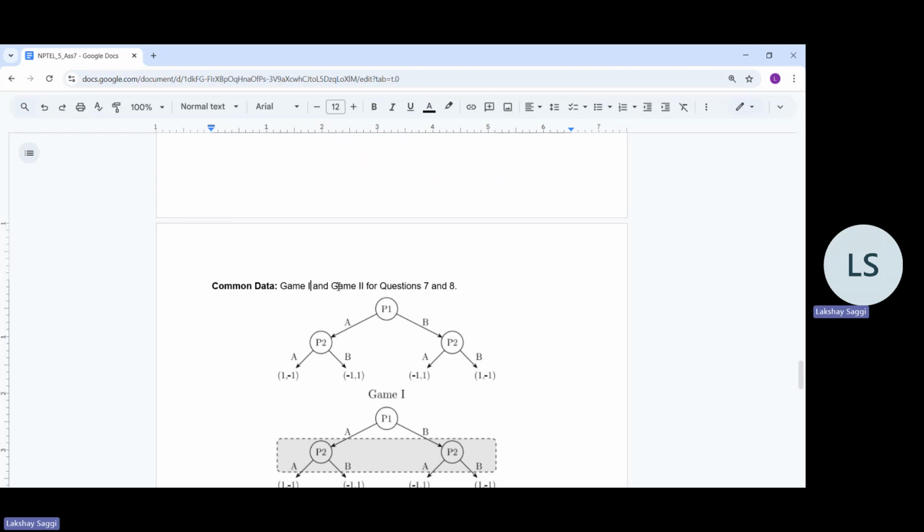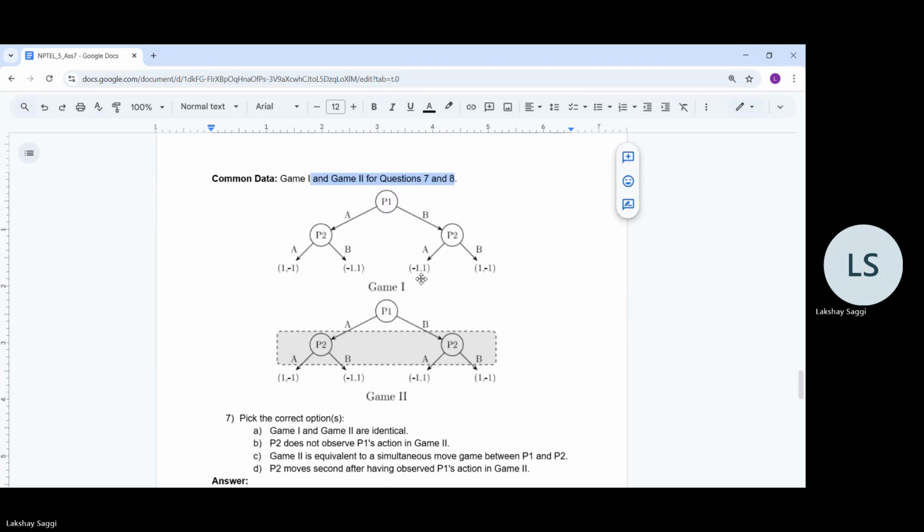So this common data is for question 7 and 8. There are two games given to us. The games are single act games where there are two players. In game one, player one has two choices, A or B, and then player two also has those two choices, A and B, and there are different payoffs given to us. Note that in game two, the underlying game is the same, but these two nodes are being highlighted, and what this means is that these two nodes belong to the same information set.